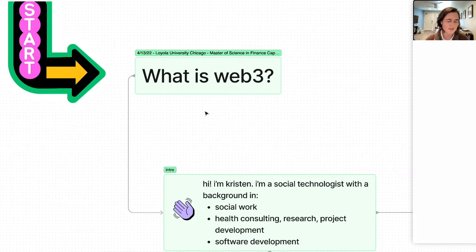So I've had an interesting path to getting into working in collaborative software. And I actually went to Loyola University of Chicago for a master's degree. So I think you guys are all in the right place. And I lived in Chicago for over 10 years. So it's nice to be in a room with Chicagoans.